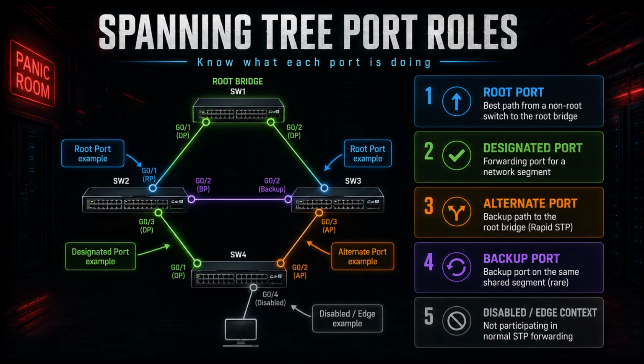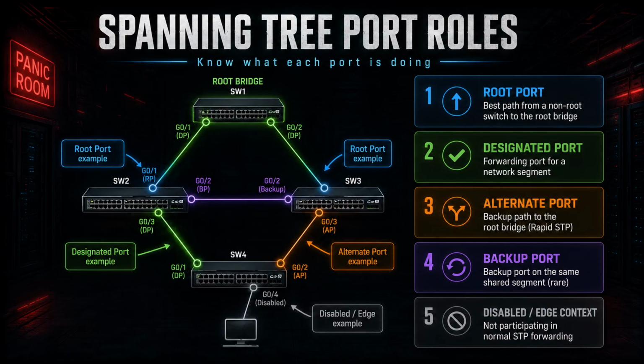The root bridge itself does not have a root port because it's already the root. On the root bridge, the participating ports are normally designated forwarding ports. So when you look at the output, do not just stare at forwarding and blocking. Look at the role too, designated, alternate. That tells you why the port is behaving the way it is.